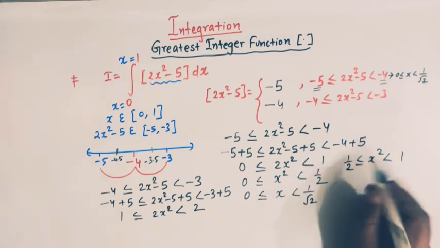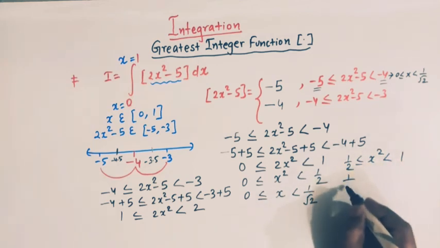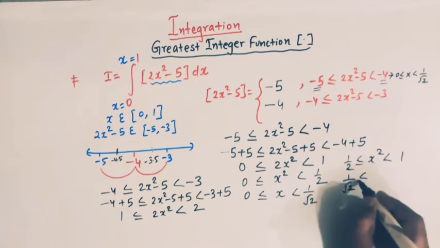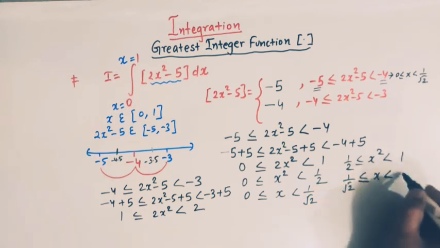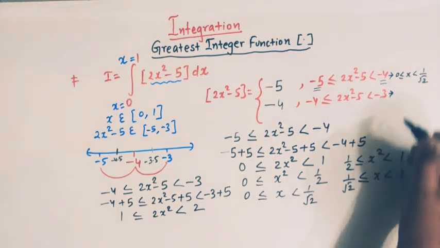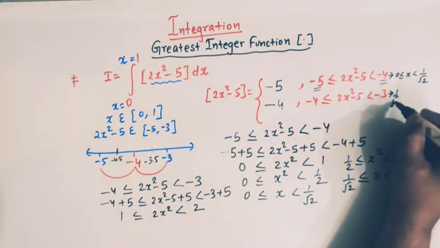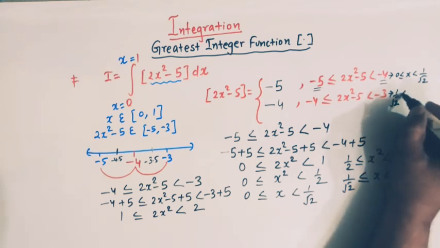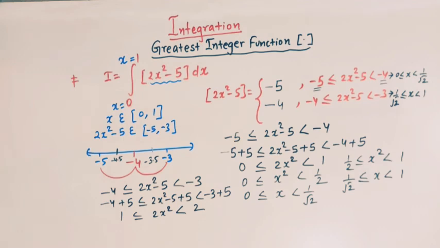Clear? Now taking the square root, we have 1 over square root of 2 less than or equal to x less than 1. Clear? So now this inequality is equivalent to 1 over square root of 2 less than or equal to x, and here we have less than 1. Clear?